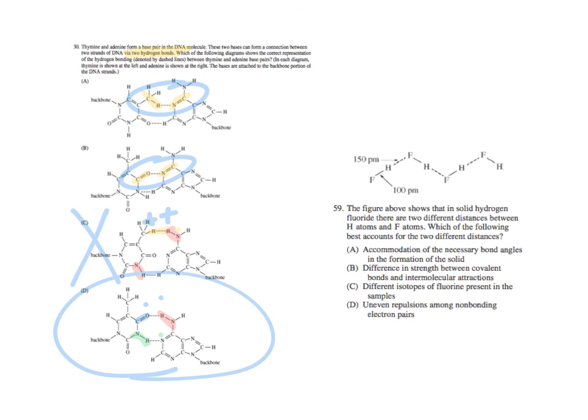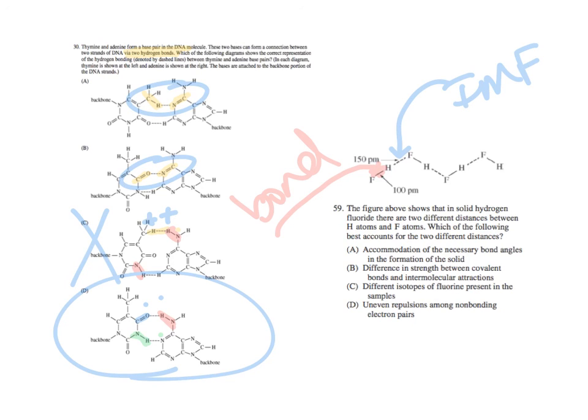And finally, the question here says, the figure above shows that in solid hydrogen fluoride, there are two different distances between the H and F atoms. Which of the following best accounts for the two different distances? Well, without even looking at the options, I see what's going on here. The first thing they're referring to when they're talking about this one right here, that's an actual bond, right? That is a bond between two atoms. And when they're talking about this one right here, that's an IMF. That's the IMF of hydrogen bonding. So this is a bond. That's an intermolecular force. They're going to be different in length because they're two totally different things.